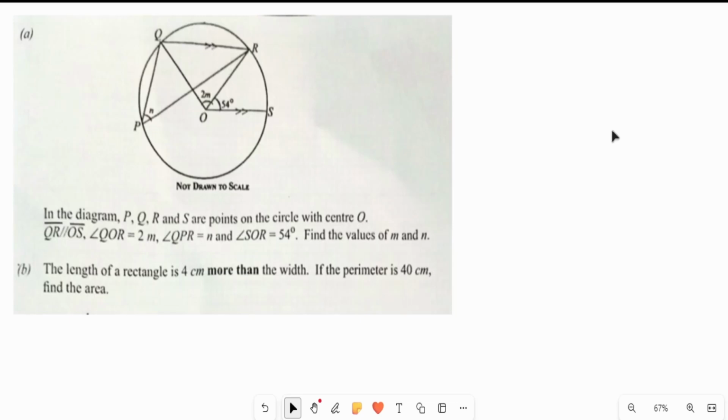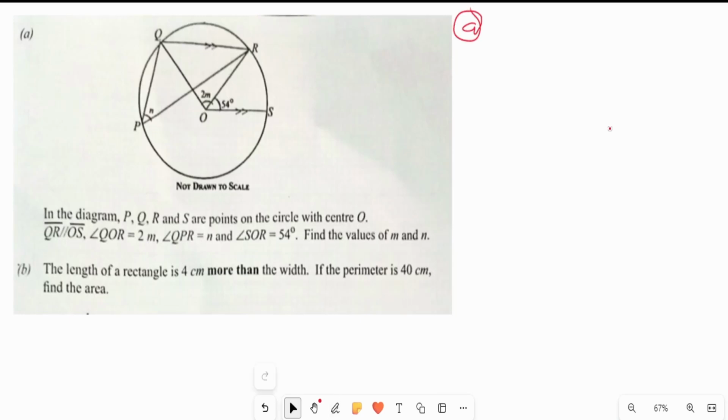That's the A part. And the B part says that the length of a rectangle is 4 centimeters more than the width. If the perimeter is 40 centimeters, find the area. Let's go straight to the A part of the problem.